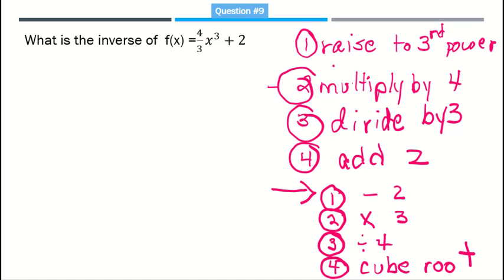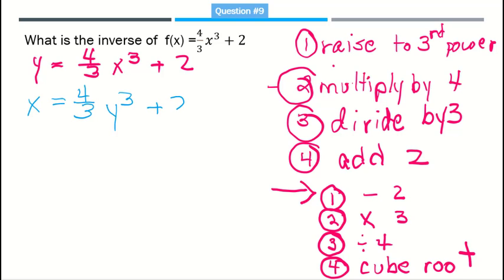Alright, so intuitively we can do that. If it's not this straightforward, you can write it first this way: y equals 4/3 x to the third plus 2, and then you can reverse your x and your y. So this would become x equals 4/3 y to the third plus 2, and then solve for y. There's another approach to this. Let's go ahead and use that approach, and you'll see that we're doing the same things.